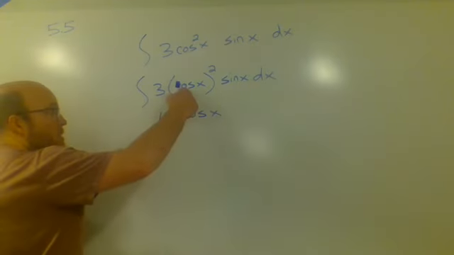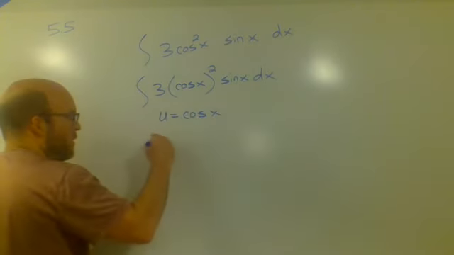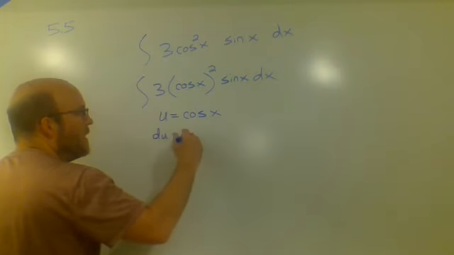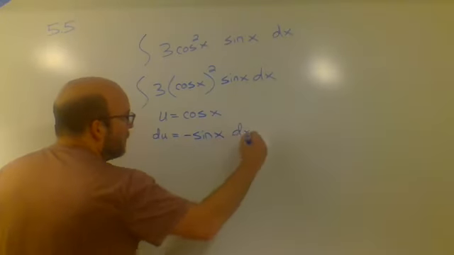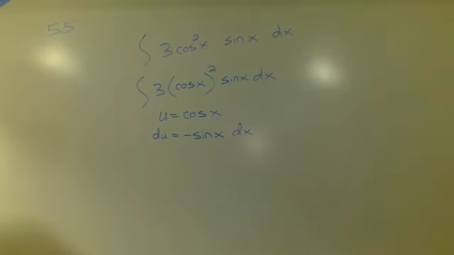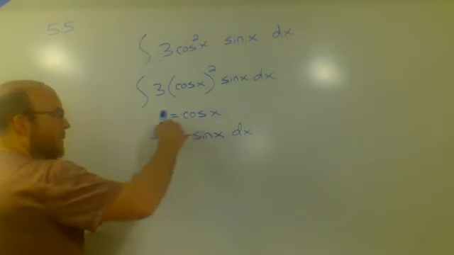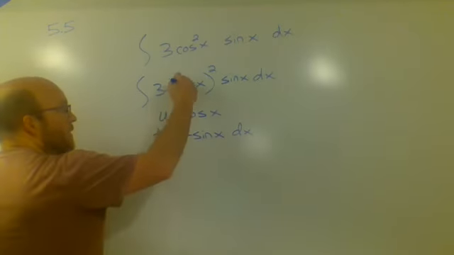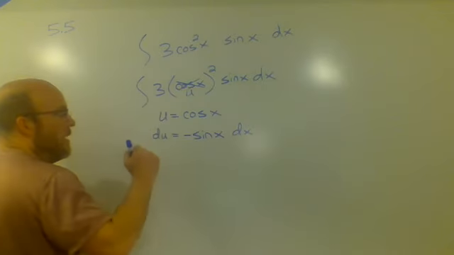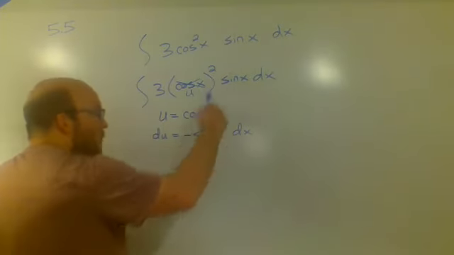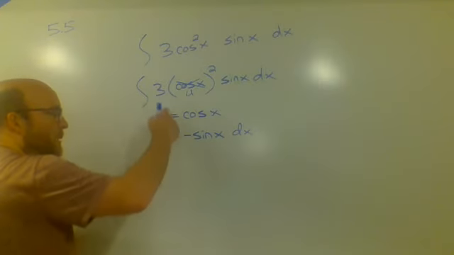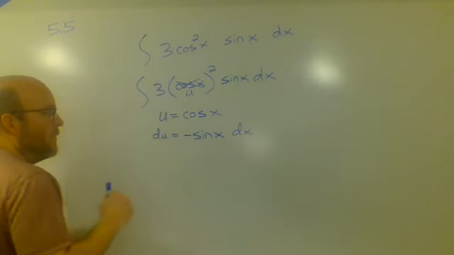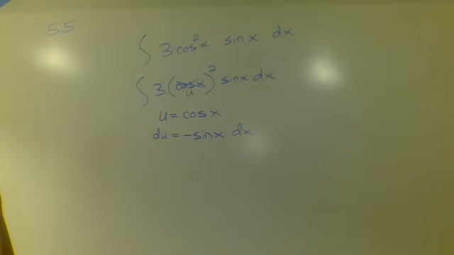So the inner function, again, is cosine. Take derivatives to find the differentials. That du would end up being negative sine of x dx. And once again here, we are in pretty good shape. We made the substitution so that cosine of x is going to become a u. That's good for us. And we have the sine x that we need here, but we've got an extra 3 and we need a negative sign.